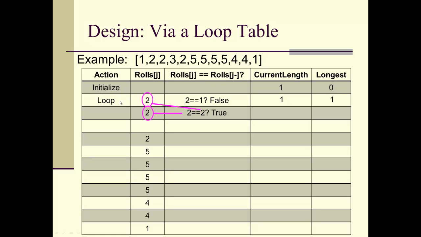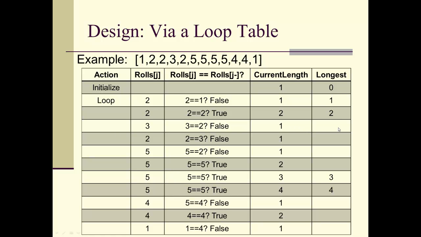The next entry is 2. So now I have 2, 2, which corresponds to this 2, 2. Those are the same. That's true. We increase the current length by 1, and now we have 2, indicating that this subsequence has a length 2. The longest is also now 2. Then we get to 3, and so 3 is not the same as 2, and therefore we go back to a current length of 1.